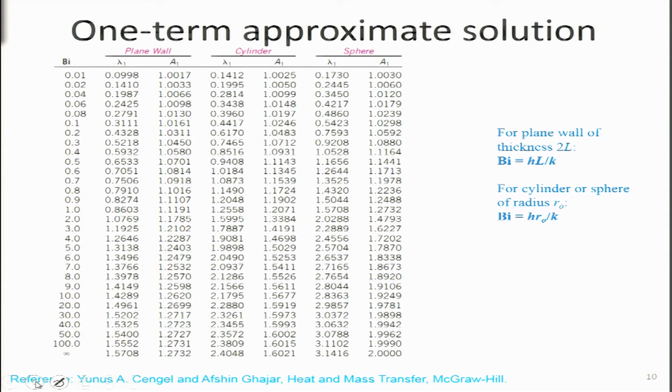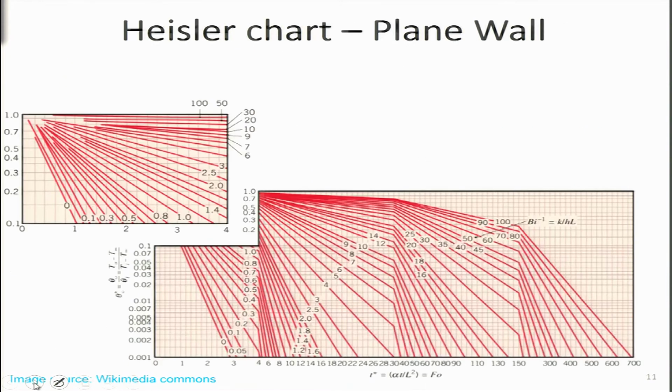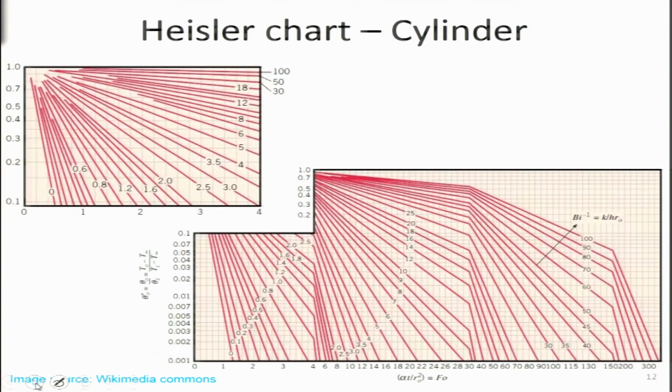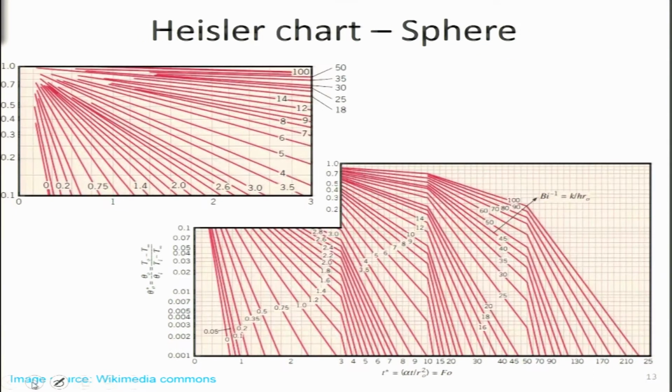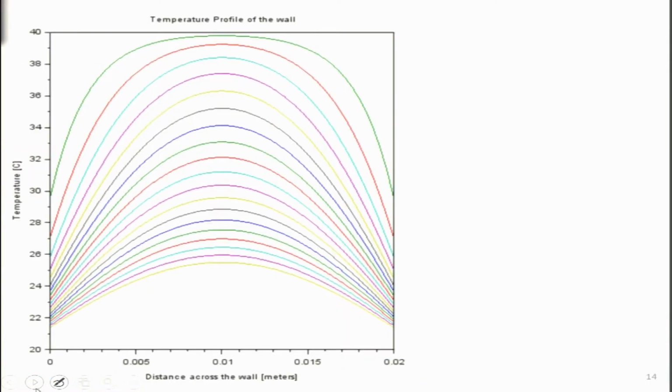Then for the one term approximate solution, we will continue with the values of these constants. This slide also we will come back to in a little while, and then we will look at different types of Heisler charts. So three Heisler charts I will show over here. This first one is for the plane wall, the second one is for the cylindrical geometry, and the third one is for the spherical geometry. So this curve also we will come back to in just a little while.